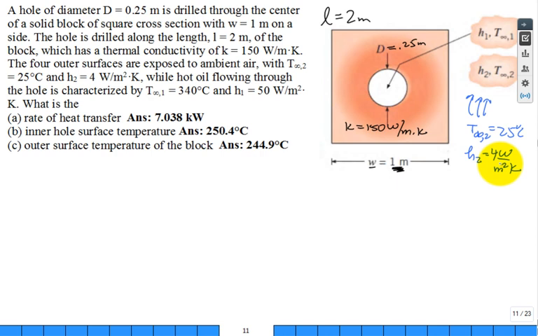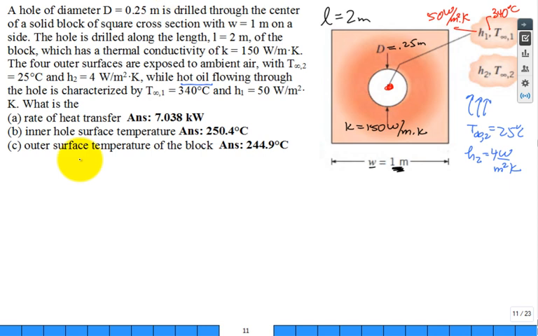All right, how about inside? Hot oil is flowing through the hole. Its T1 infinity is a whopping 340 degrees C, as well as an h of 50 watts per meter squared Kelvin. All right, what is the rate of heat transfer from the hot oil to the cold air?